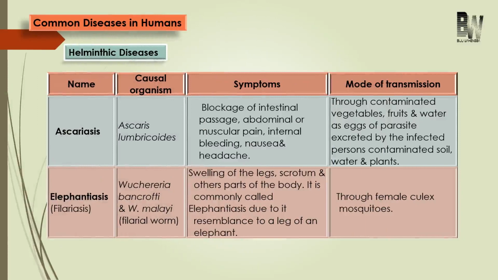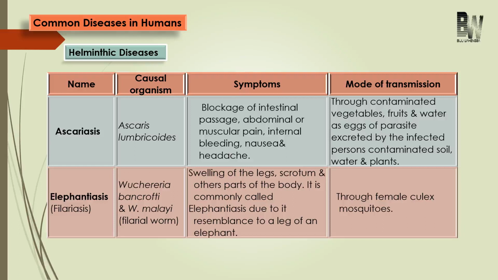Next, come to helminthic disease. These helminths include platyhelminthes and nematoda, groups of animals. Under this heading, we will discuss ascariasis and elephantiasis. Now come to ascariasis. This disease is caused by Ascaris lumbricoides, and here the pathogen usually enters the body as an egg. It may be through contaminated food, water, or even soil.